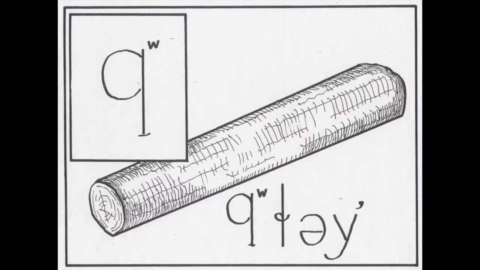A Q with a raised W sounds like the Q in the back of the throat, but you make the sound with your lips rounded. Quah. It's in the word log. Clight.